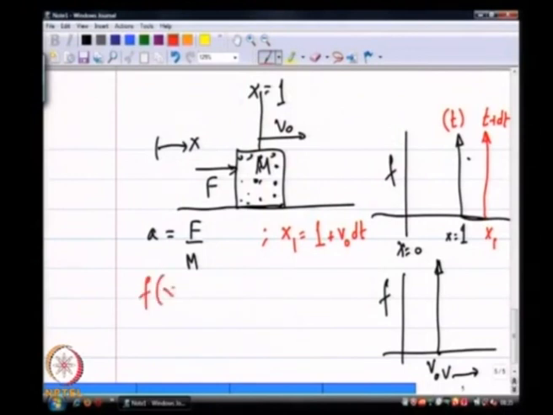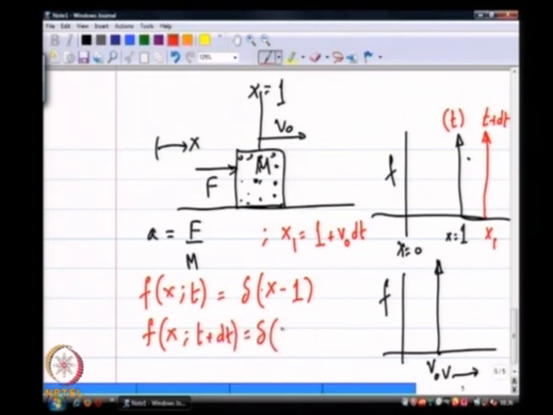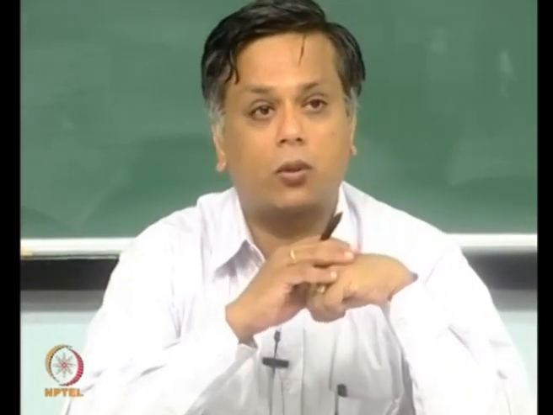So, the probability density function in x coordinate is now given by delta. If I define f of x at time t, this is given by the Dirac delta function at x minus 1. The probability density function at t plus dt is given by x minus x1. Okay. So, all we have done is that velocity in the spatial coordinate has advected this PDF from being peaked at x equal to 1 to some x equal to x1.